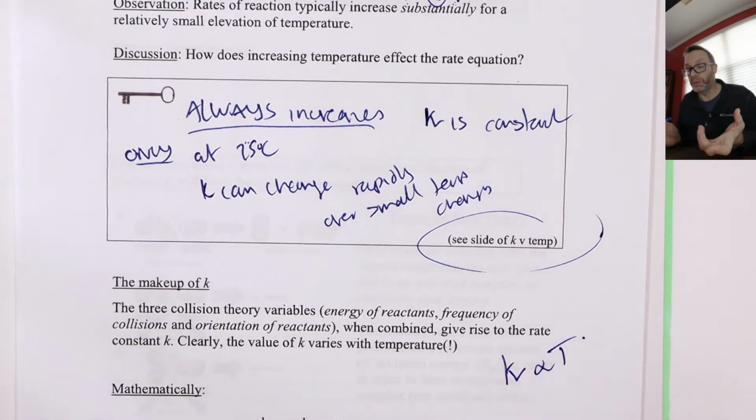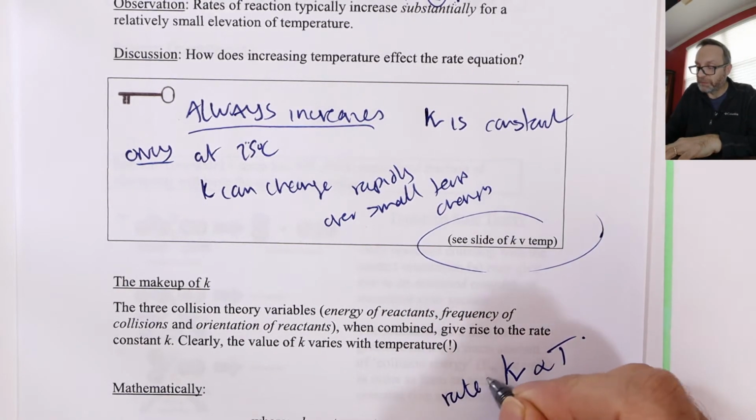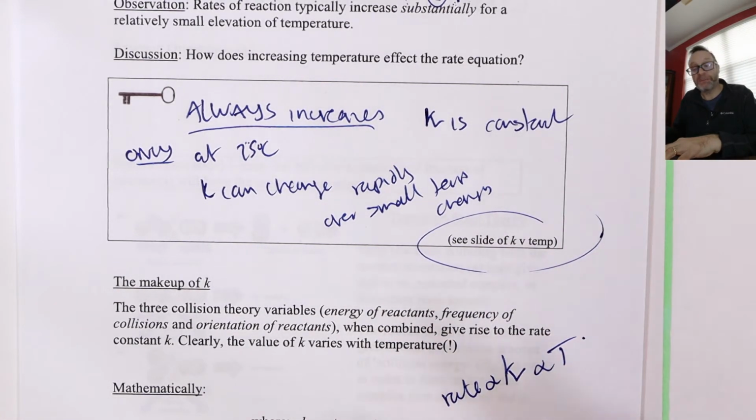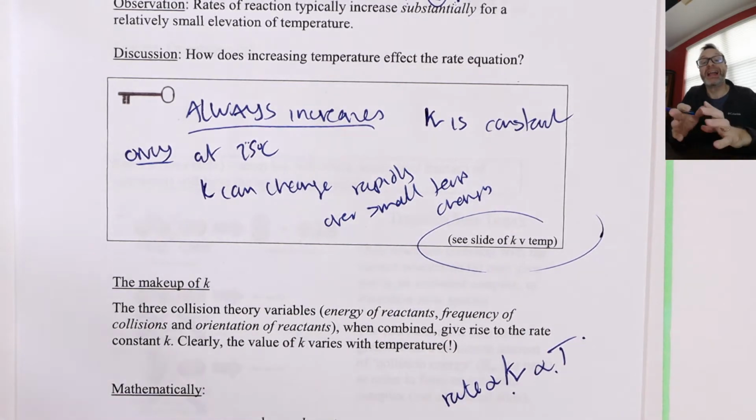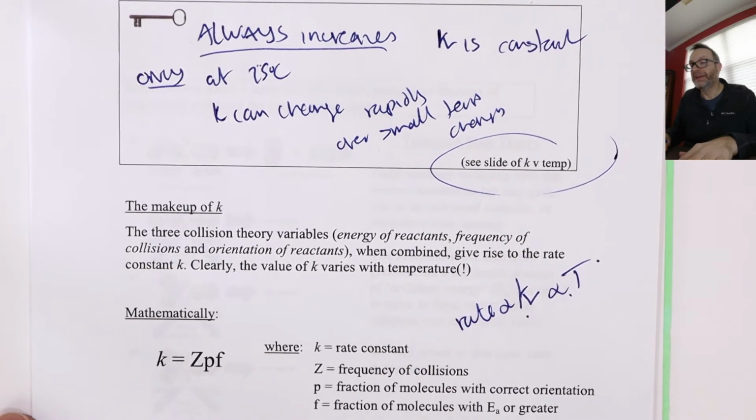Somehow we have to break that down. Rate is proportional to k. So when we're measuring temperature, rate is proportional to k, proportional to temperature, right? But it's not linear. It's important. So how do we model that non-linear behavior? What we're going to do is break it up.